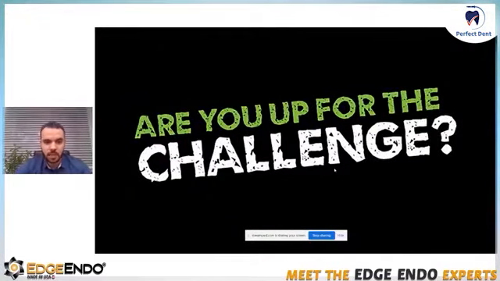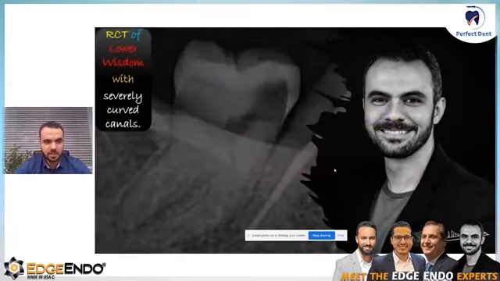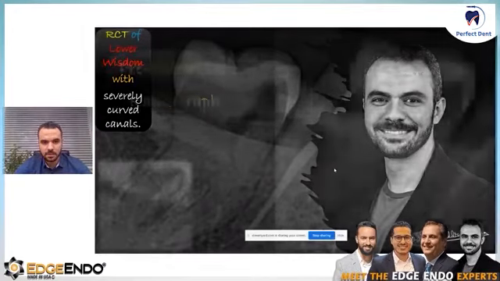Here we go. We are discussing some case reports and showing how to deal with such curvatures in a minimally invasive way. Case report number 1. Root canal treatment of a lower wisdom tooth with severely curved canals.